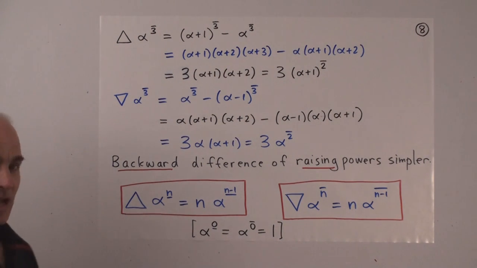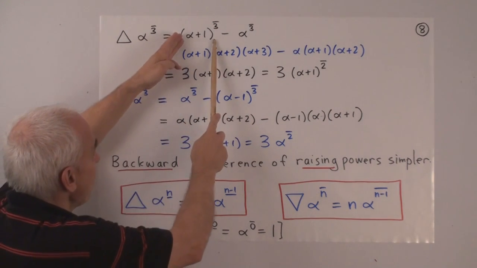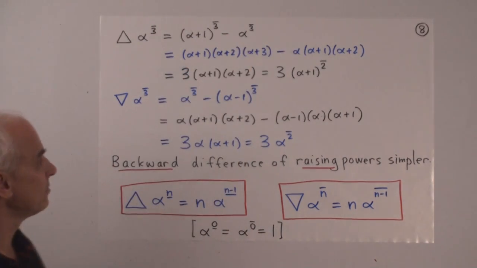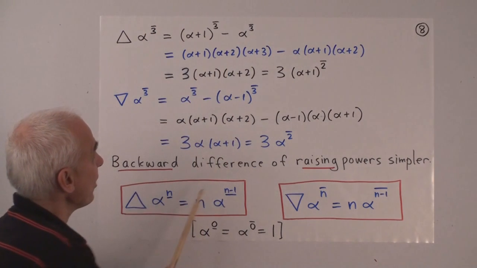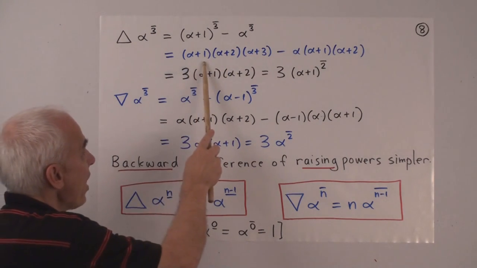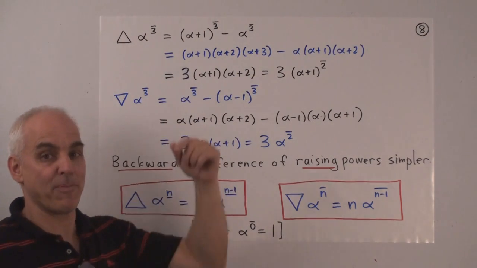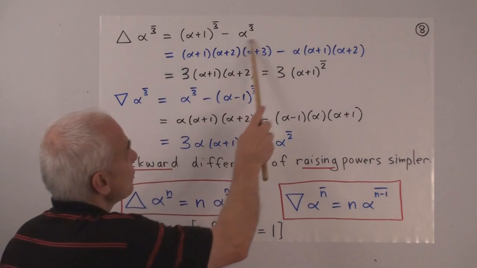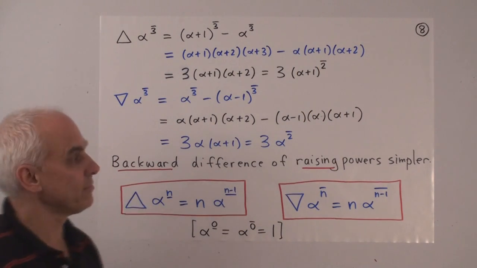What does the forward difference operator do? It says evaluate this polynomial at alpha plus 1 and subtract the value at alpha. Okay, what is alpha plus 1 to the 3 raising? It's alpha plus 1 times alpha plus 2 times alpha plus 3. We go up for the raising operators. While alpha to the 3 raising is just alpha times alpha plus 1 times alpha plus 2.